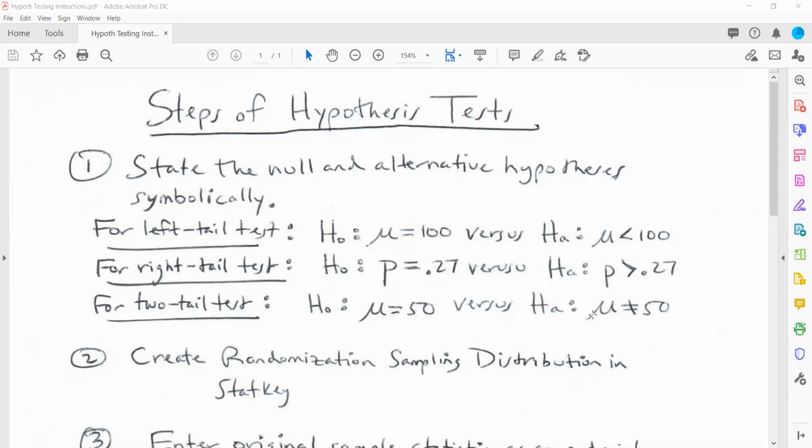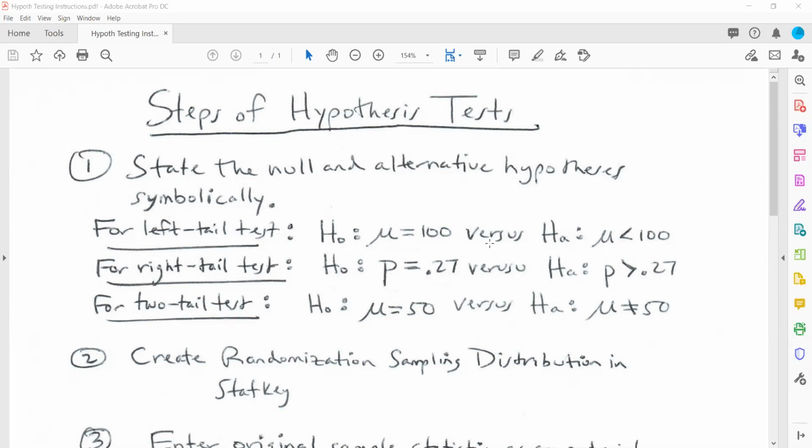So step number one would be stating the null and alternative hypotheses using symbols. And these are examples of how you would do that. For example, if the problem states that the null hypothesis is 100, and it's a mean, we would say mu is equal to 100 next to H naught colon. This is exactly the way we'd write it.